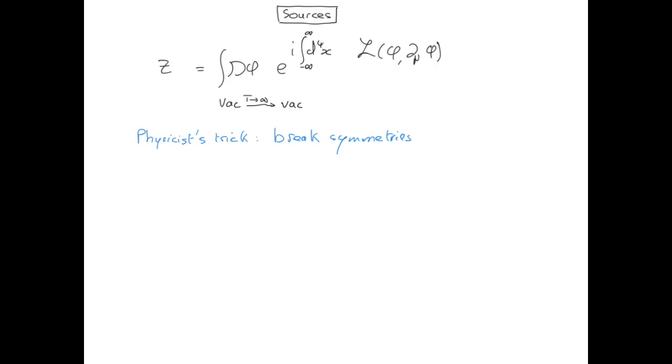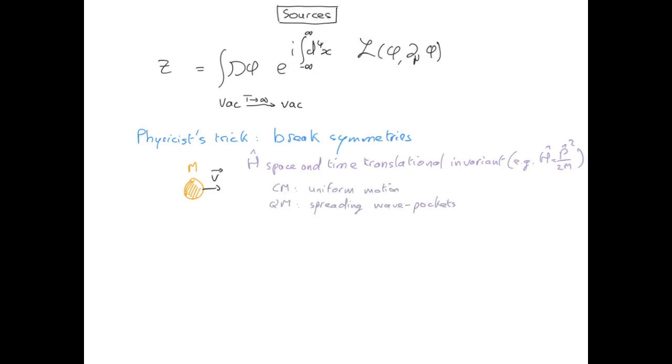For instance, take an object of mass m that obeys a Hamiltonian which is time and space translational invariant. We know that in classical mechanics such an object will have a uniform motion, and in quantum mechanics its wave function will be that of a spreading wave packet. But things become more interesting when we start breaking symmetry. So for instance, break translational invariance by putting the object at the end of a pendulum in a gravitational field.